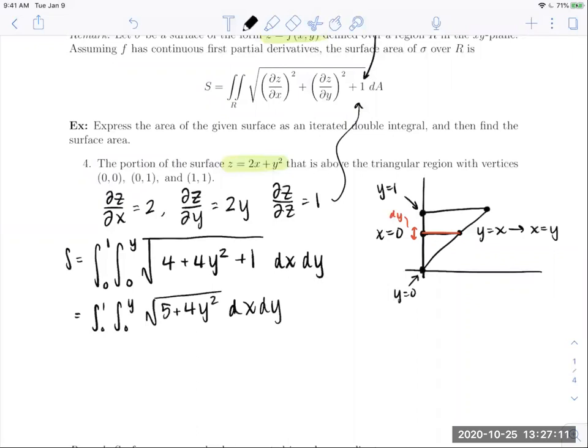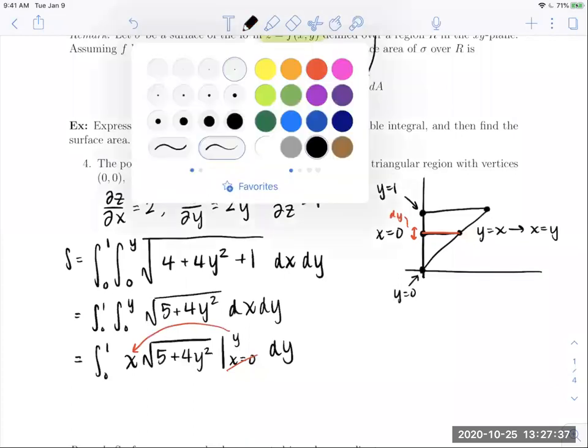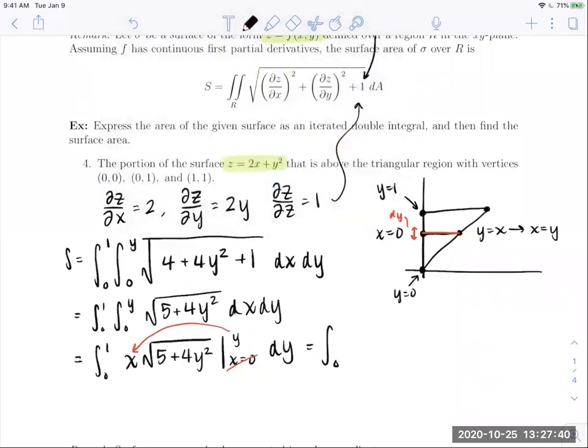All right, so now since I'm going to integrate with respect to x first, I don't see any x's. So I'm just going to tack an x onto my integrand. And I want to evaluate from x equals 0 all the way up to y. All right, so when I plug in 0, this entire thing is going to drop out. So I need only plug in for y. So I have the integral from 0 to 1 of y square root of 5 plus 4y squared dy.